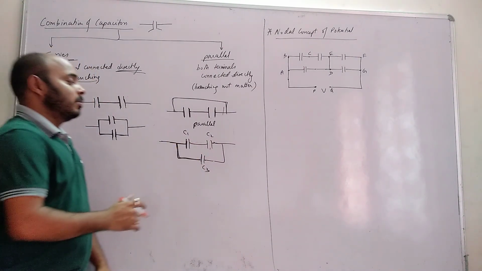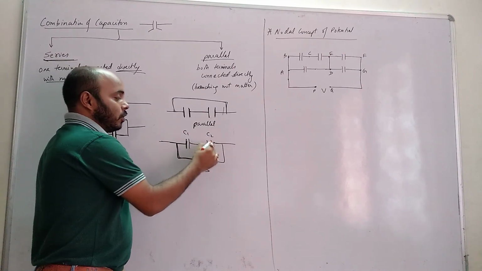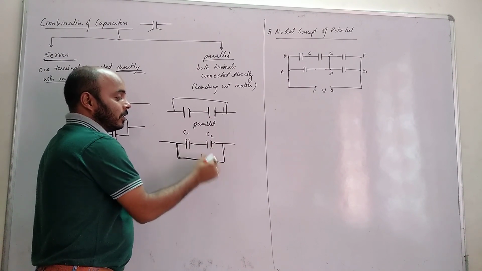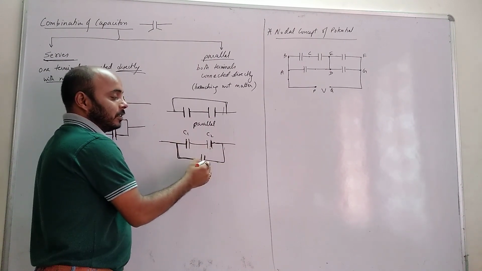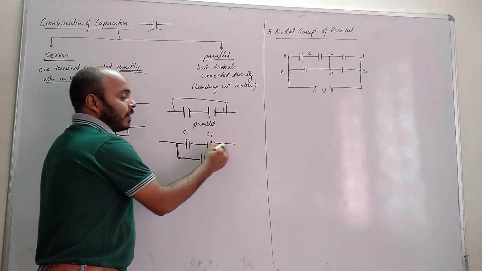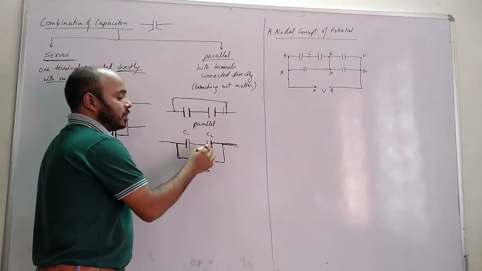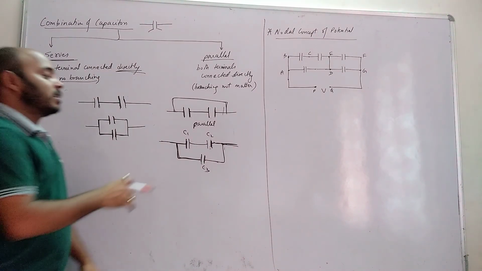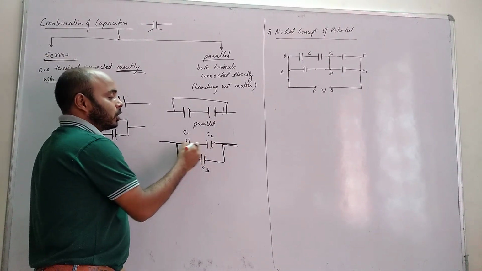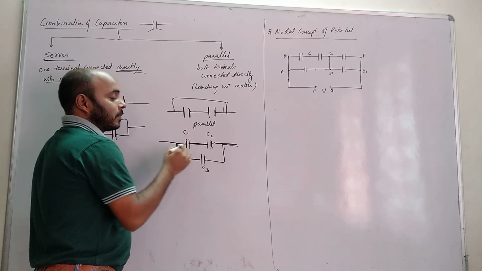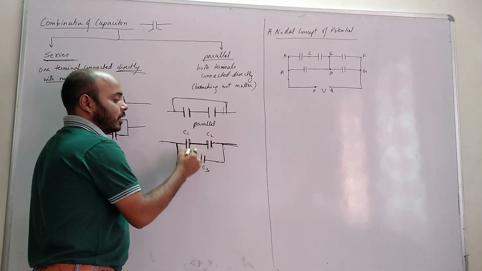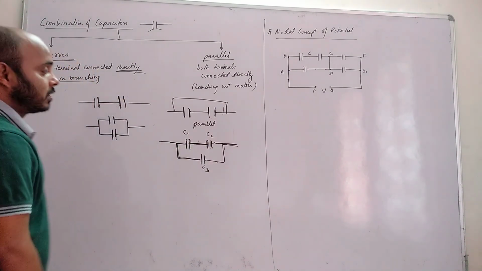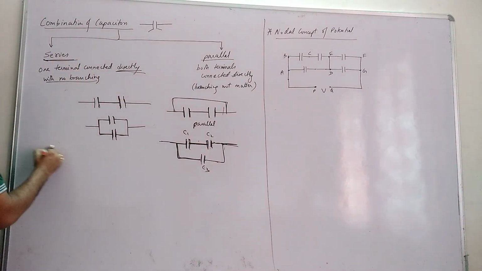Okay, class. Similarly, go for C2 and C3. One terminal is connected, see? The other terminal is not connected directly. So only one terminal is connected, but we have a branching here. That means C2 and C3 are neither parallel nor series. Now if I check C1 and C2, only one terminal is connected, and is there any branching in between? No. That means they are in series. Clear, class? Now go further.